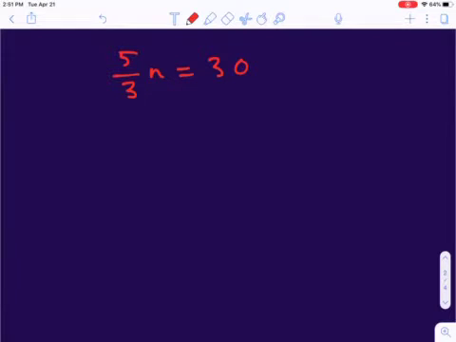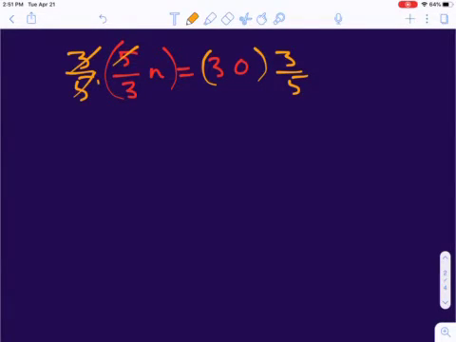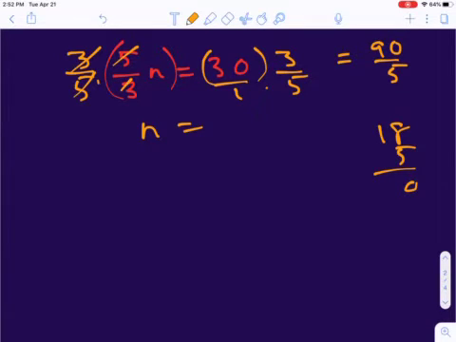The last part is we want to solve for n, which means we're going to multiply by the reciprocal of this fraction. The reciprocal of that is 3/5, the multiplicative inverse. And if I do it to one side, we have to do it to the other side. So my 5's cancel, my 3's cancel, and I'm left with n. Then 30 times 3 is 90, and 1 times 5 is 5. And 90 divided by 5 is, is it 18? It's 18 times 5. Yeah, it's 18.